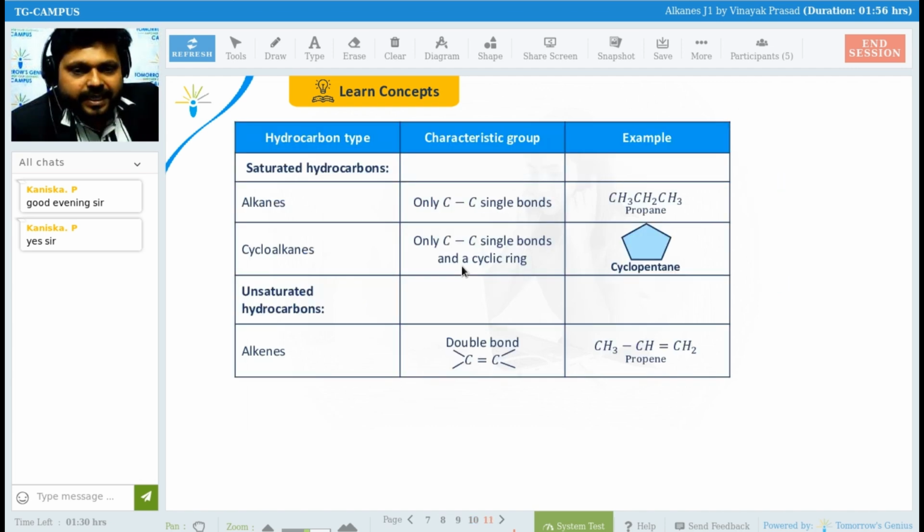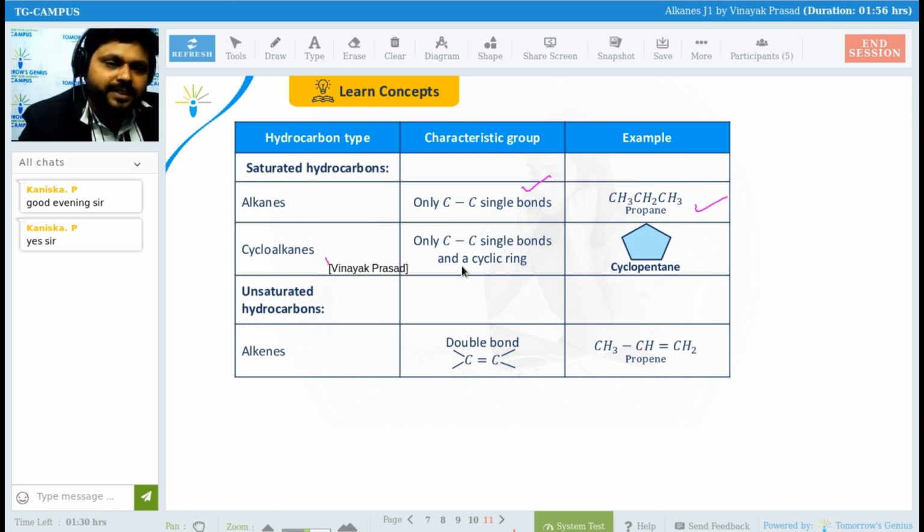So see here, alkanes. You can see that a carbon-carbon single bond will be there. Propane will be the example. Cycloalkanes also have carbon-carbon single bonds, and there will be a cyclic ring. So there is one major difference between alkanes and cycloalkanes.